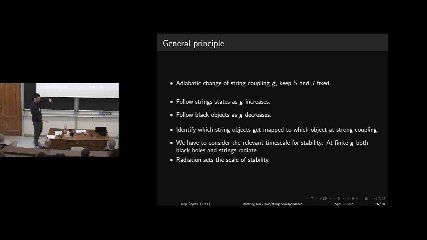And similarly, the string, as you increase the string coupling, will start to radiate loops of string. And so eventually you have to consider the cases where the Hawking evaporation is the lowest length scale at which objects have to be stable. So anything that fragments or anything that's unstable faster, anything that's classically unstable, probably won't survive the ride as you start with a black hole and go down to fundamental strings.